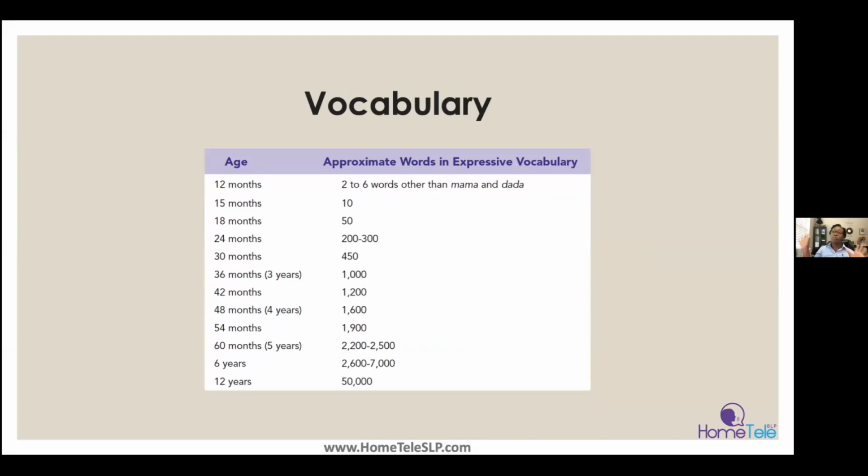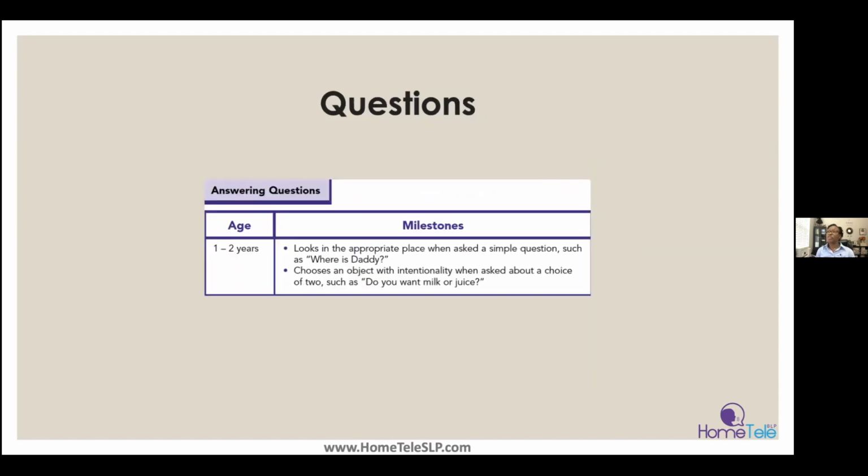And there's exponential growth. So starting at 12 months, a child may have somewhere between 2 to 6 words. And looking at 24 months, a year later, 200 to 300 words. And let's look a year after that at 3 years, 1,000, 4 years, 1,600, somewhere around that number. And then at 60 months or 5 years, 2,200 to 2,500. The growth is exponential. And it's beautiful to see when language takes off with a child.